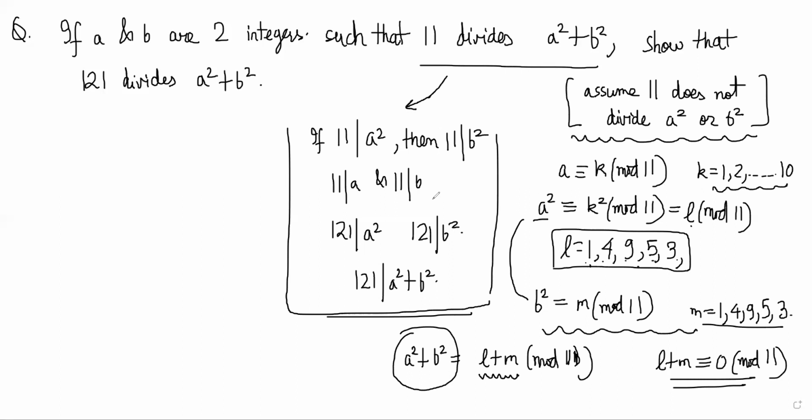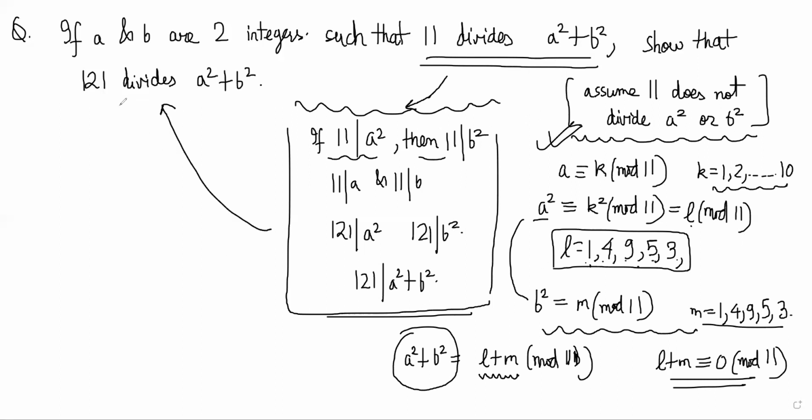Correct. So the only way it can happen is this case then. So 11 divides A square plus B square means this must happen. This cannot happen, what we thought here. This case didn't work out. And in this case, it is very easy to prove that 121 divides A square plus B square, right?